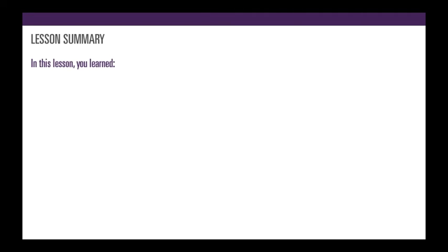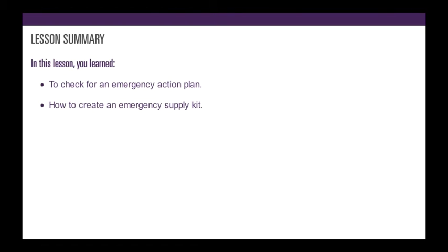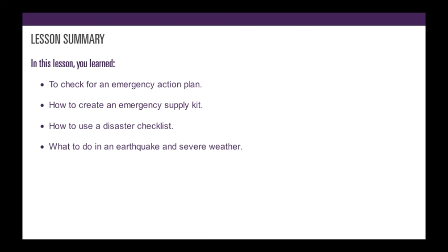In this lesson, you learned that there are many types of natural disaster, but the ways of planning for them are similar. Make sure the consumer has an emergency action plan that includes ways to get out of each room of their home. You learned what to include in an emergency supply kit, including 3 gallons of water per person, and how to use a disaster checklist. You learned how to take cover during an earthquake if you are inside, outside, or in a car. You learned what weather watches and warnings mean. You heard what to do if there's a power outage, and you learned how to stay calm.